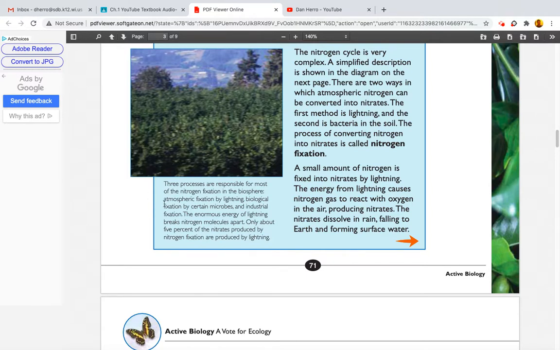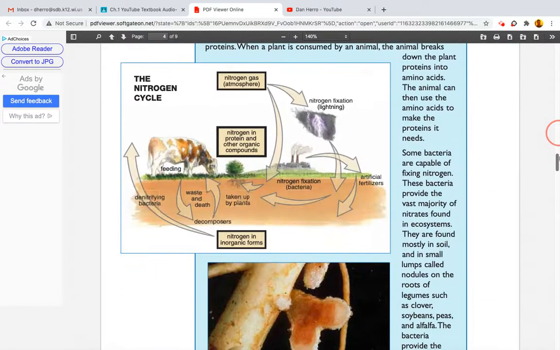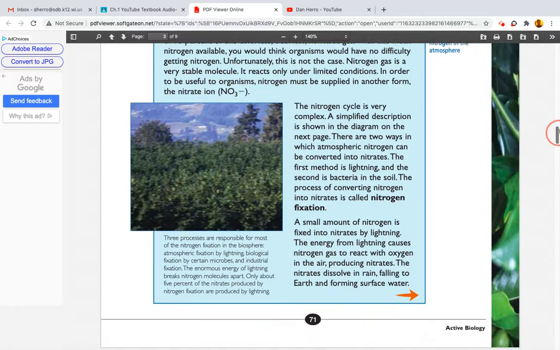The nitrogen cycle is very complex. A simplified description is shown in the diagram on the next page. Well, let's look at it. Okay, we'll get to that.